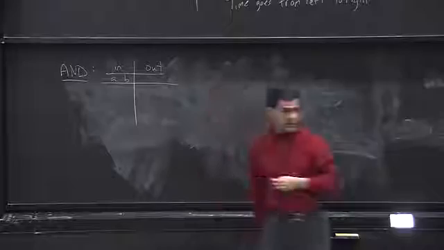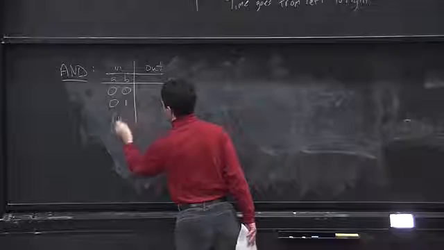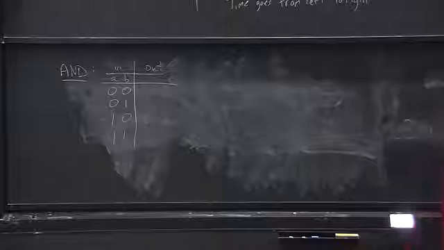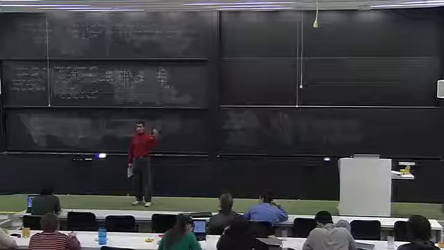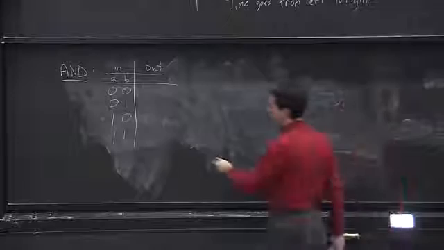So the AND gate is, again, a 2-bit gate. So there's four possible inputs. And the AND gate is maybe easiest to understand using this interpretation of 0 as false and 1 as true. Then the AND gate gives an output that's true if both of the input bits are true. Okay. So in particular, if both the input bits are 1, then the output is 1. And otherwise, the output is 0.